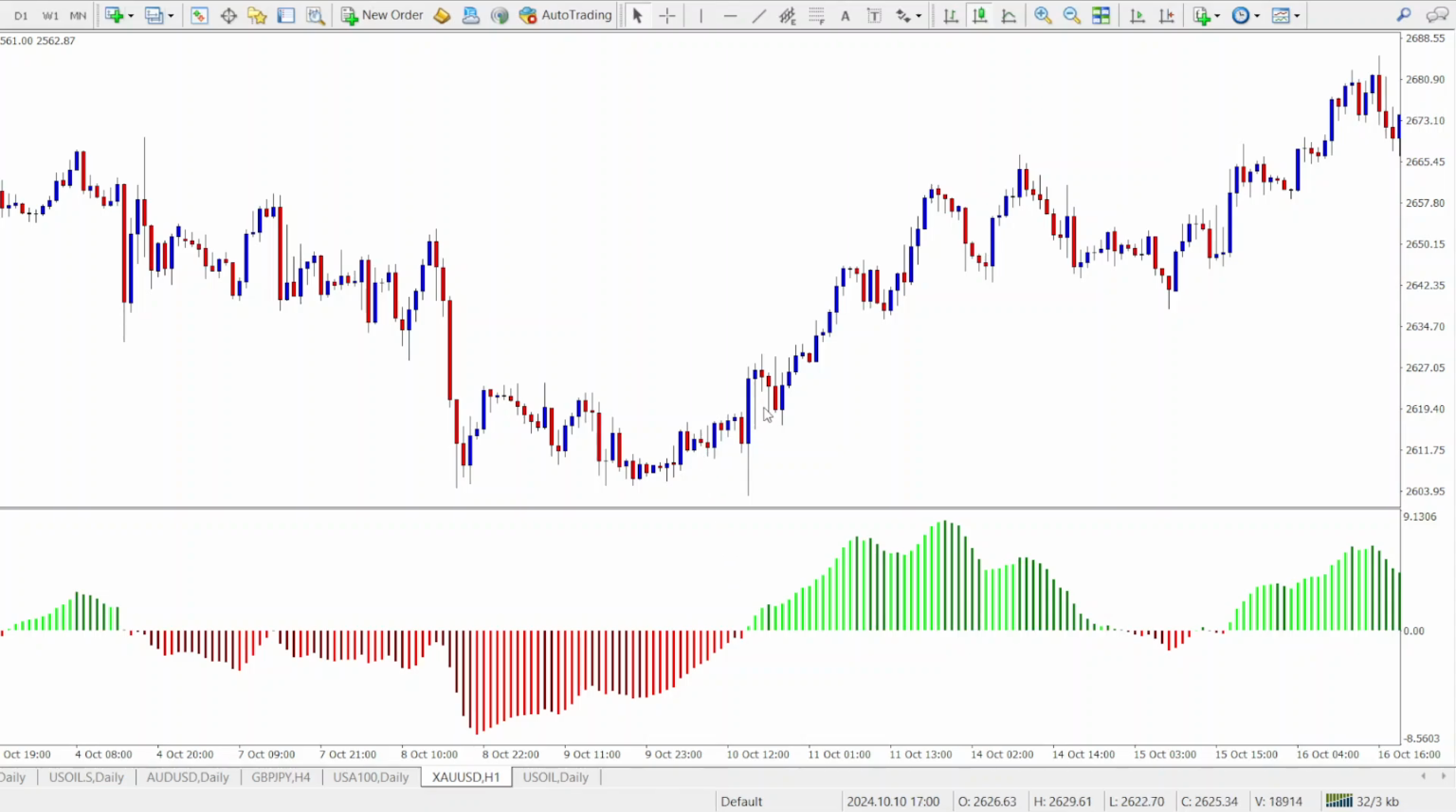So this is a very easy indicator to use. It's very simple to understand and very easy to use. Now let us talk about the color codes.